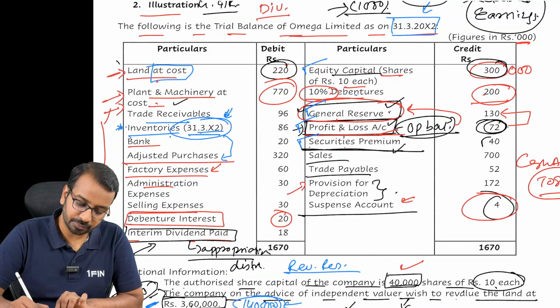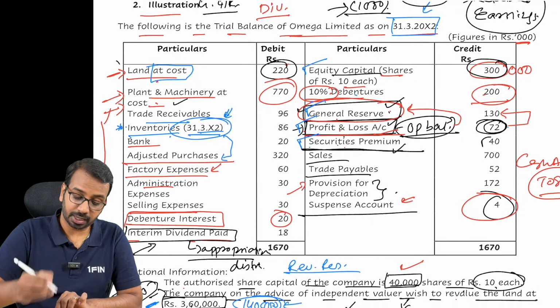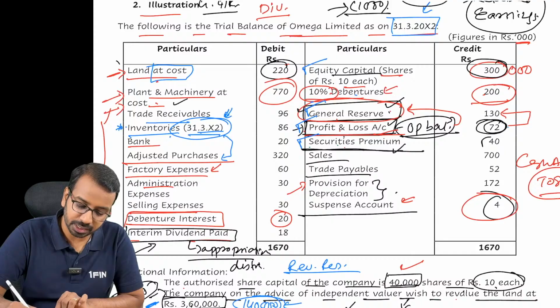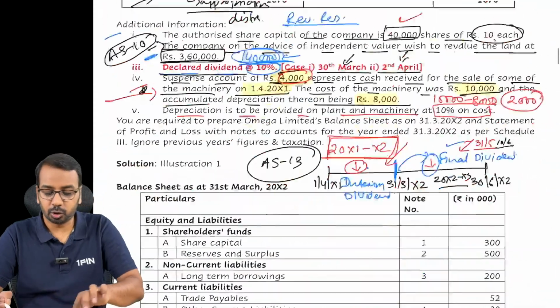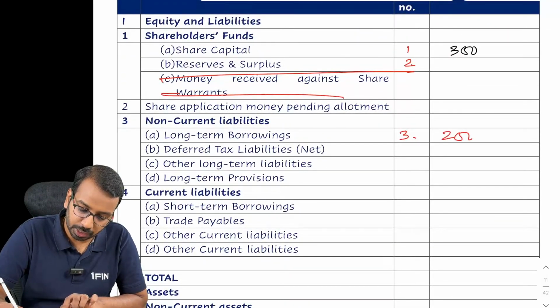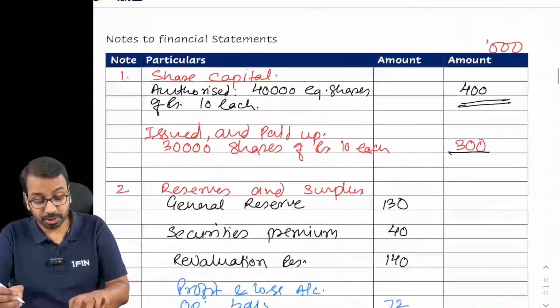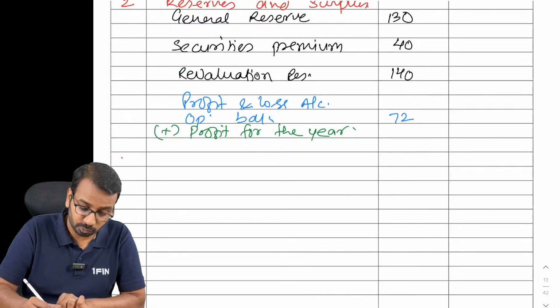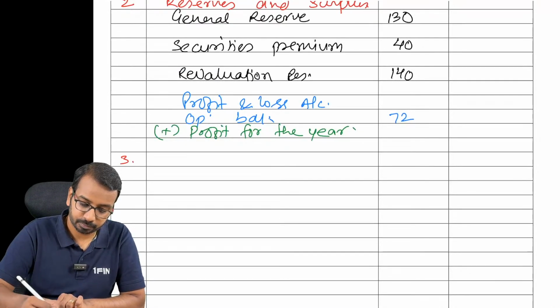Then that is done as far as the balance sheet reserves are concerned. Then we have debentures. There is no adjustment of debentures. Directly we can take 200. So debentures, long-term borrowings, 200. And please note, even though there is a single item, we have to write the notes.